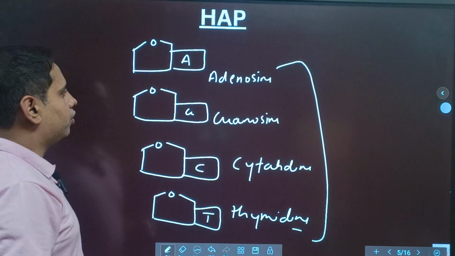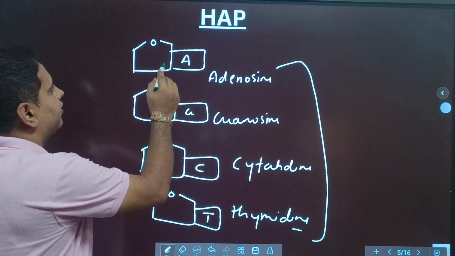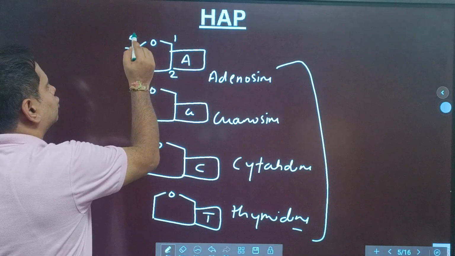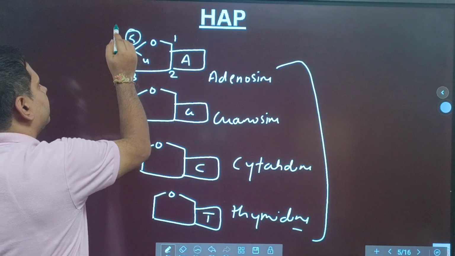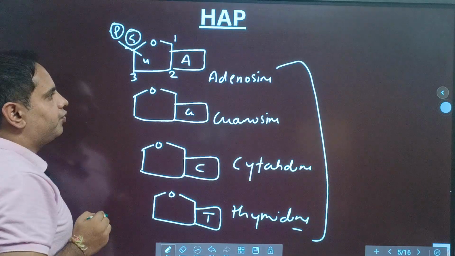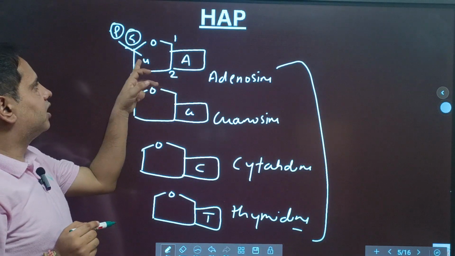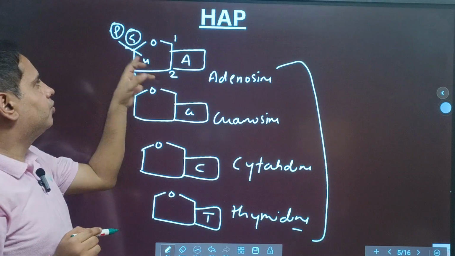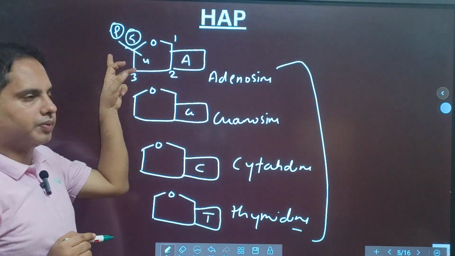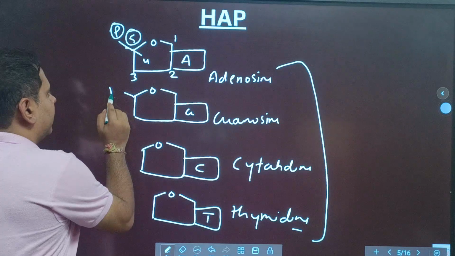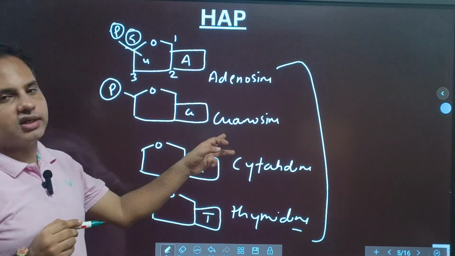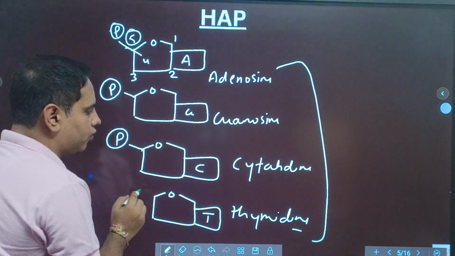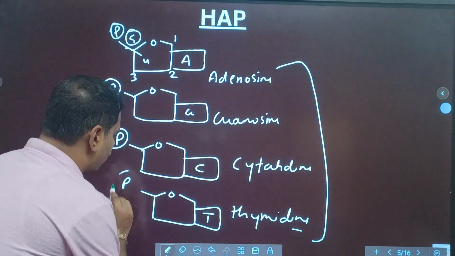So to convert it into a nucleotide, a phosphate group will be attached. So this is the 1st position, 2nd, 3rd, 4th, 5th. On the 5th position, your phosphate will be attached. If you name these molecules, it now becomes adenosine monophosphate. One molecule is attached, so you name it adenosine monophosphate. If one molecule is attached here, you call it guanosine monophosphate, cytidine monophosphate, thymidine monophosphate.